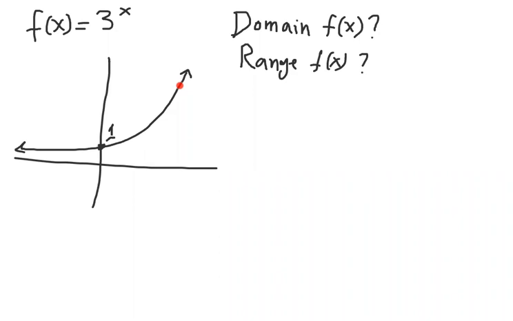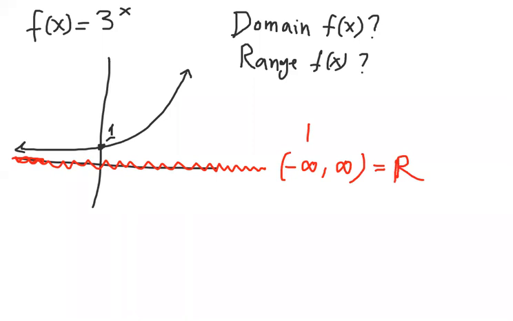So if we look into the graph, to find the domain, it's the values on the x-axis. All the values for the x-axis are used. So from minus infinity to infinity, this is the domain. This means it's R, the real numbers. So the domain, again, is the possible input values. We use all the possible input values. Now what's the range?